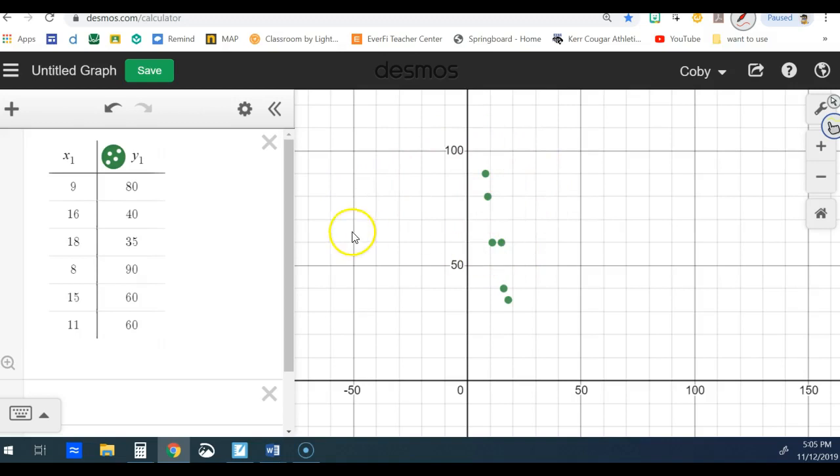This looks like a negative correlation. Uh-oh. It says positive in your review. I'll have to fix that.